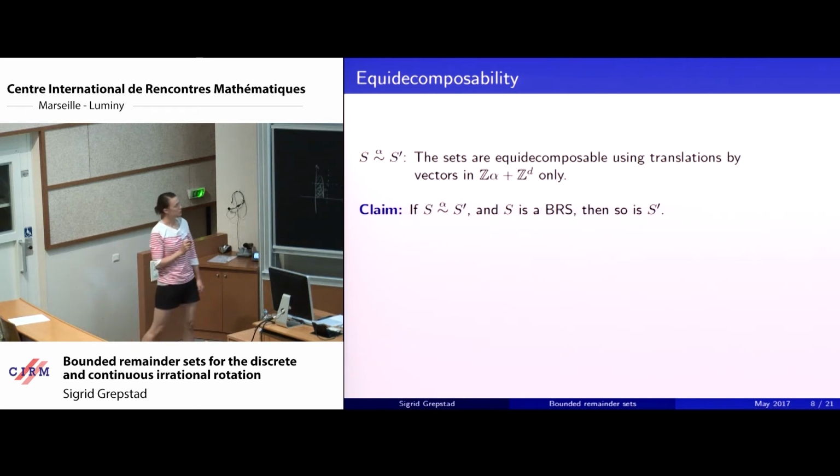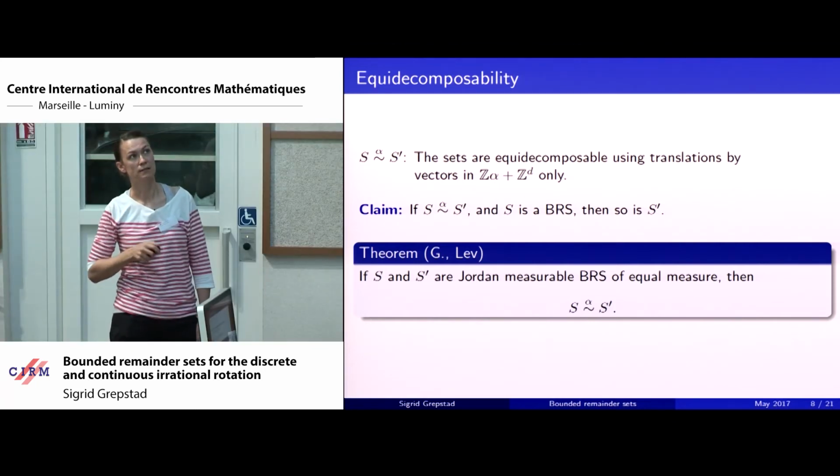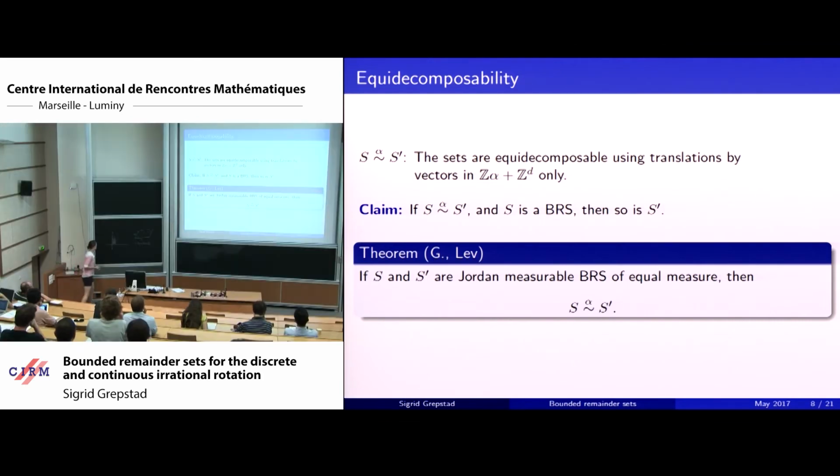However, what we were able to show, which at least to me is far more surprising, is that in the case that S and S prime are Jordan measurable, so their boundaries have measure 0, you actually have the converse statement, that they have to be equidecomposable in this sense. So this was our second main result, that if S and S prime are both Jordan measurable bounded remainder sets, then you can construct one from the other by this partitioning and shifting by elements in ℤ+ℤd. So together with our first main result, this gives a full characterization of the Jordan measurable bounded remainder sets.